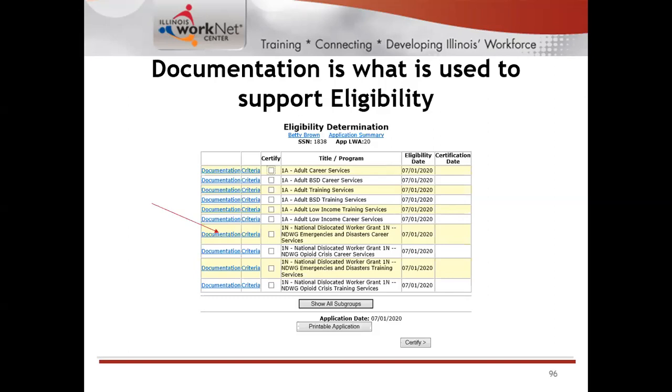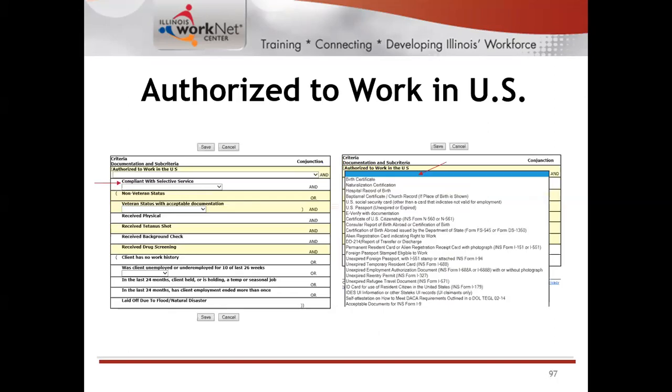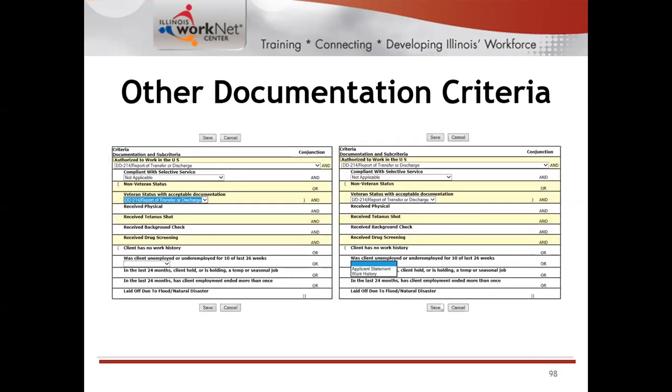For this case, the specific documentation that we're going to be using for the clients. So we click in, you have to do authorized to work in the United States. So any of the traditional documentation that could be used. It's not applicable for selective service. For her, she was a vet, so we had a DD-214. And then you may not be able to see it very well, but it talks about was client unemployed or underemployed for 10 of the last 26 weeks.